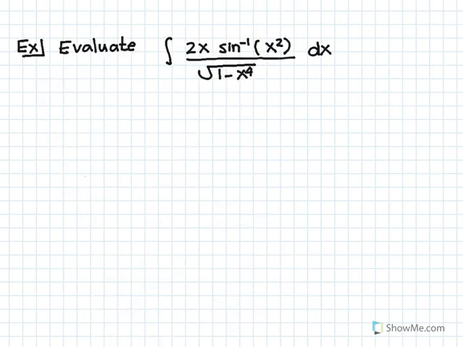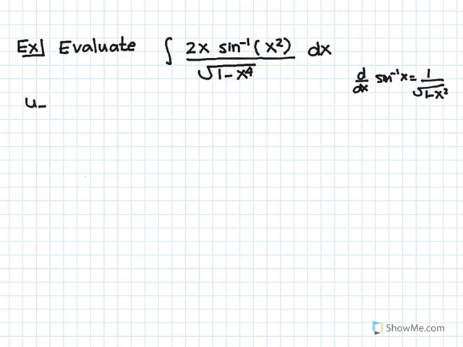All right, let's look at another example. Here we have the integral of 2x times inverse sine of x squared, divided by the root of 1 minus x to the 4th. We know that the derivative d/dx of inverse sine of x is just 1 over root of 1 minus x squared. So we're going to apply that.